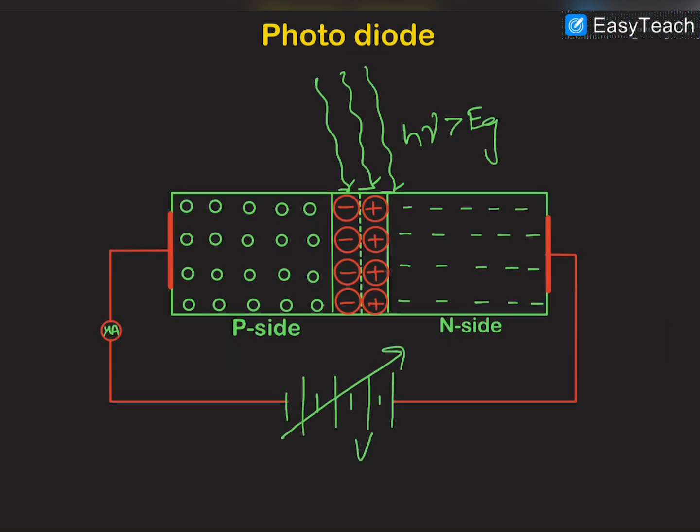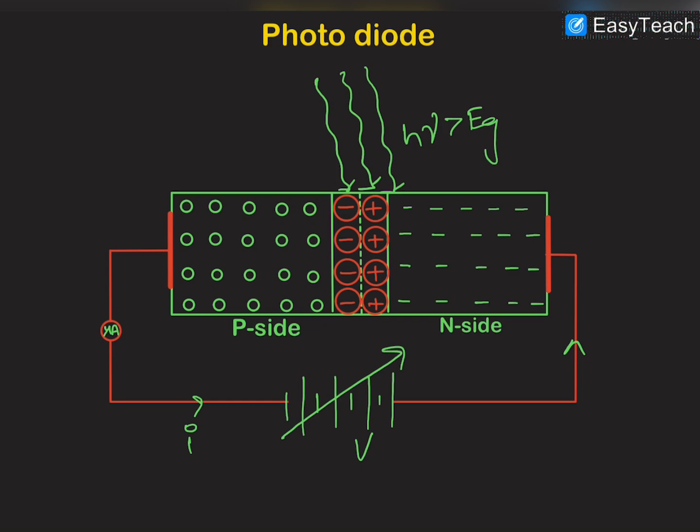Now let us discuss the functioning of the photodiode. This is a basic diagram of a photodiode connected in reverse biasing. You can see that the P side is connected with the negative terminal of the battery and the N side is connected with the positive terminal of the battery. So this is a reverse biasing arrangement, and obviously the current is flowing like that. This is the reverse saturation current.